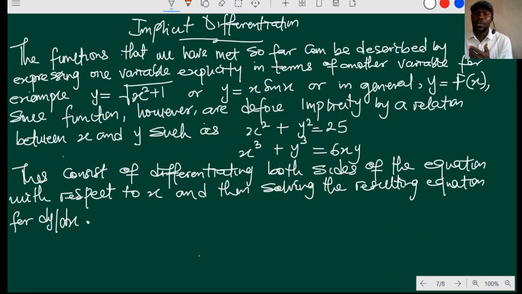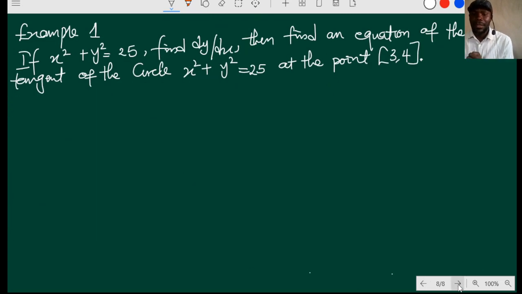So now we are starting the first example, which is example 1. If x squared plus y squared is equal to 25, find dy/dx. Then find an equation of the tangent to the circle x squared plus y squared is equal to 25 at the point (3, 4). As I said earlier, we are going to apply two methods to solve this.